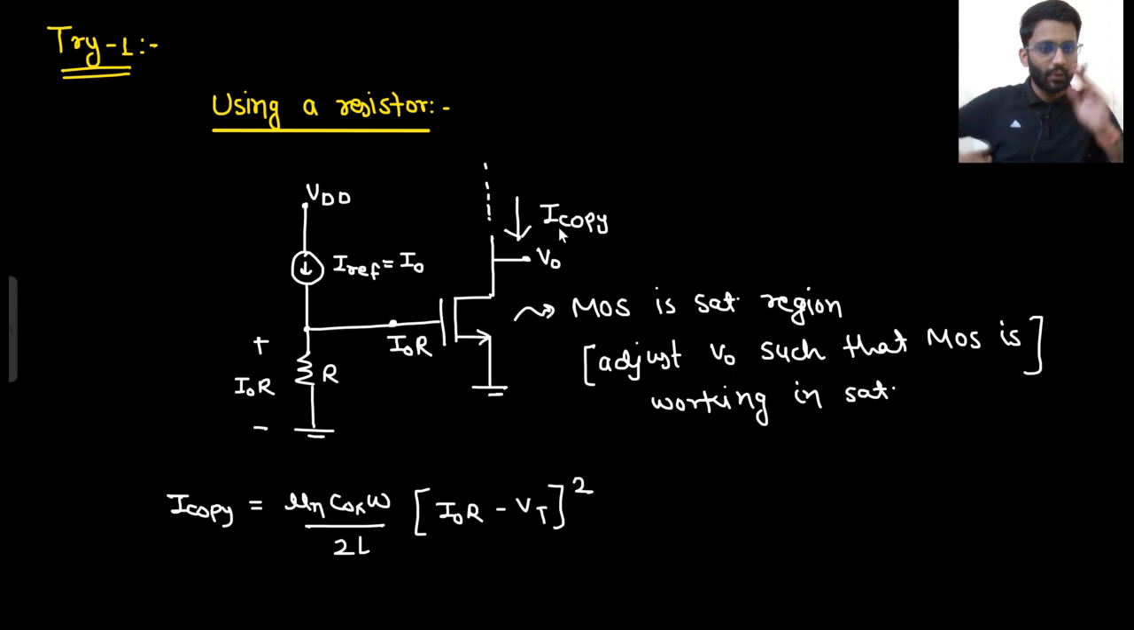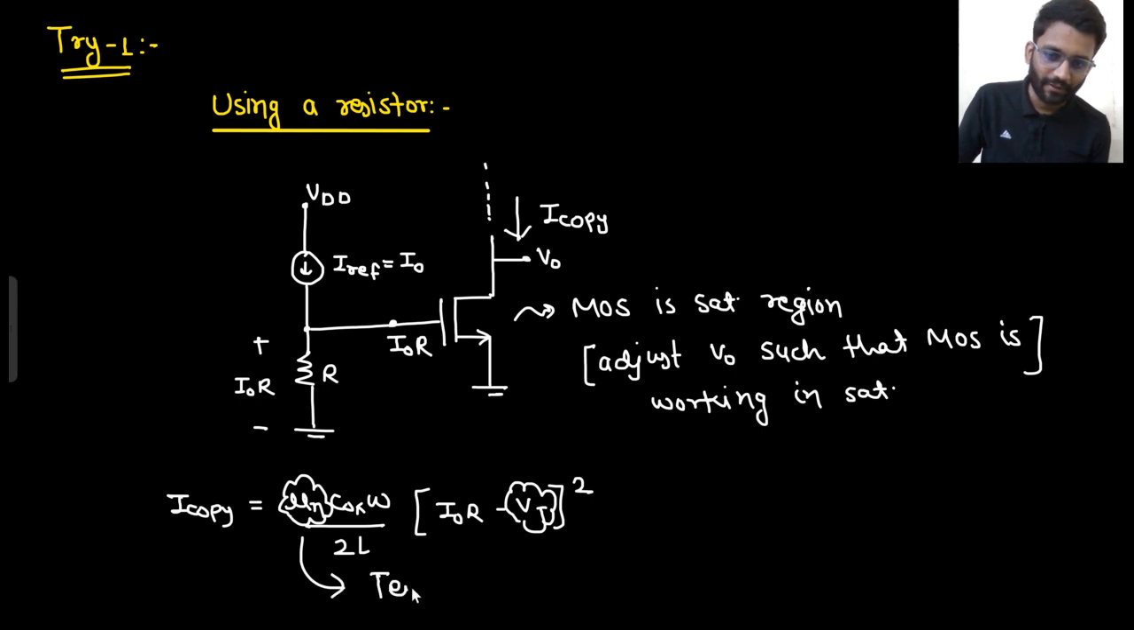Now this current is not depending on the supply. This is your VDD. So this current I copy doesn't depend on the supply. If there is some variation in the supply, still the current will be constant. But this current is depending on mu n and Vt. Both are temperature dependent. So that is the issue here.